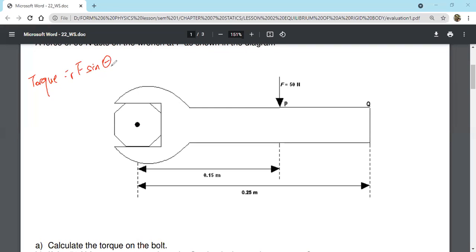Because here it is a straight line, r will be a distance of 0.15 meter times F, which is 50 Newton. Then sin 90 degrees equals 1. At the end, we get 7.5 Newton meter. So this will be the torque.